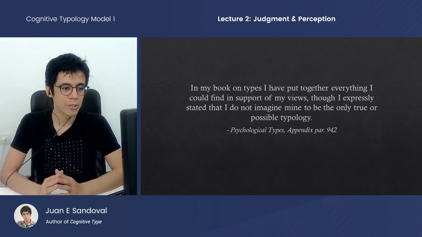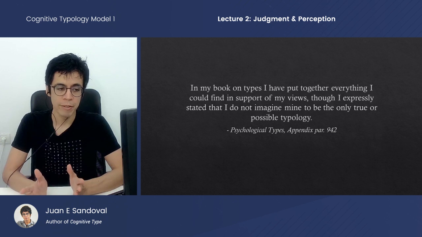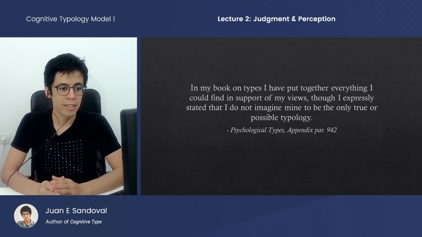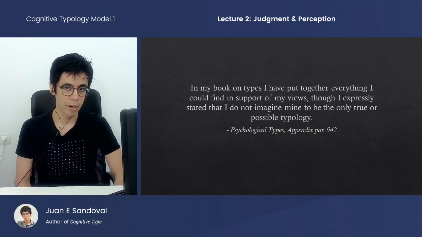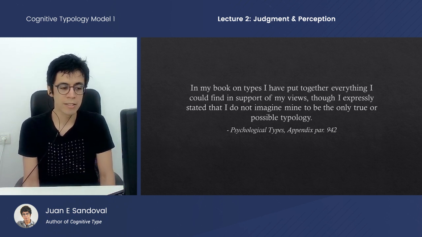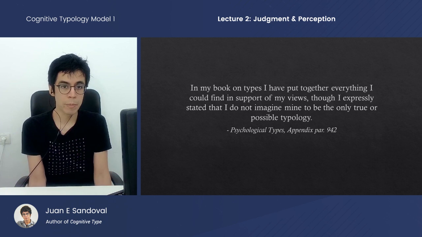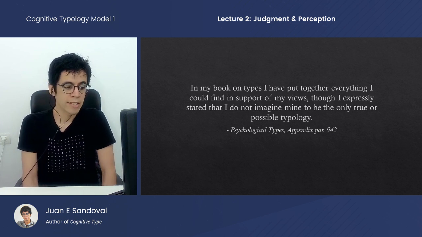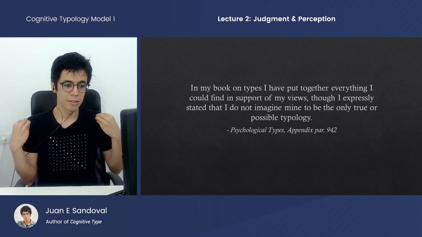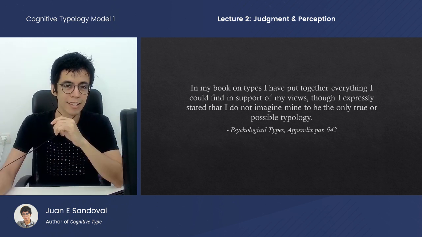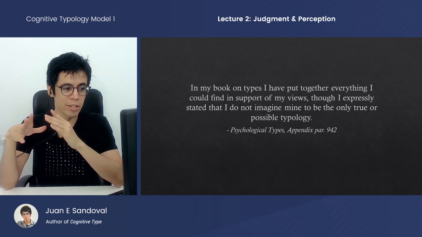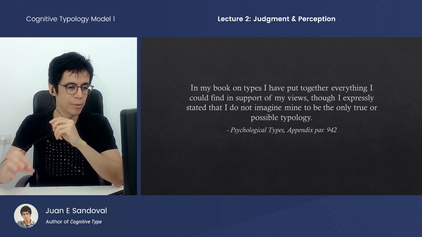"In my book, I have put together everything I could find in support of my views, though I expressly stated that I do not imagine mine to be the only true or possible typology." So here Jung acknowledges that other typological formulations may be possible and true. And he does not state his typology as being decisive or definitive or fundamental. And I know this is a lot, but let me just share one more quote to you just so you really see what I mean.